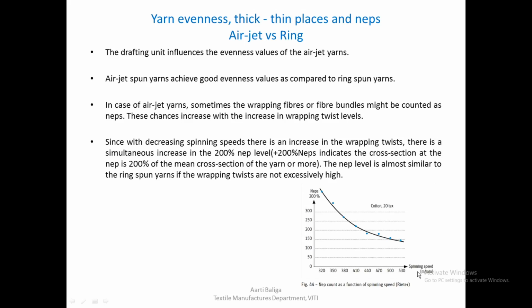This is a graph showing the spinning speed. As you go on increasing the spinning speed, we see that the nip level goes on reducing, because it is a counterpoint, a vice versa of this. As you go on increasing the spindle speed, the fiber will spend less time in the vortex, and when it spends less time in the vortex, the number of wrapping twists will be less. That shows as an effect in terms of neps, because wrapping twists are counted as neps sometimes. So this is the explanation of this particular graph.